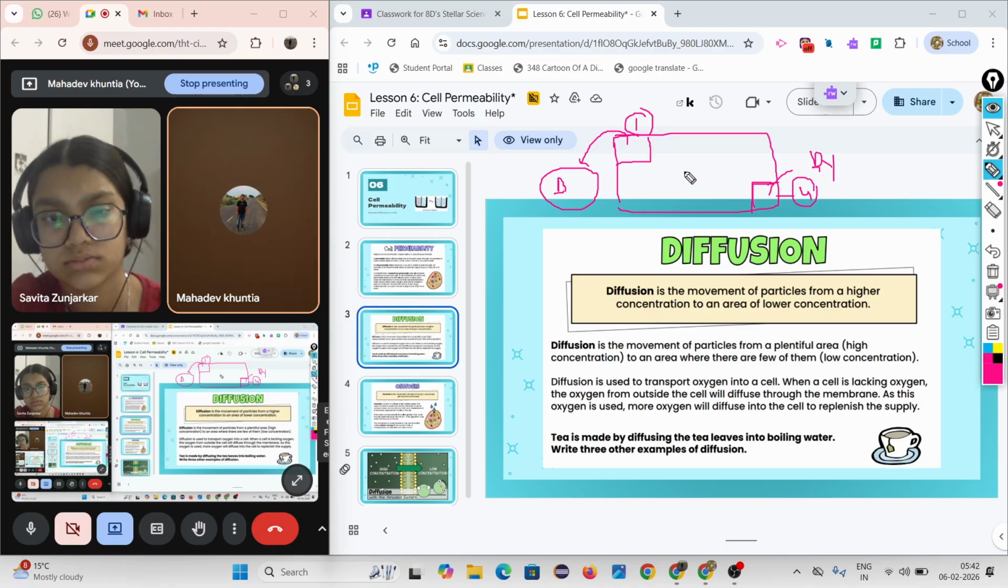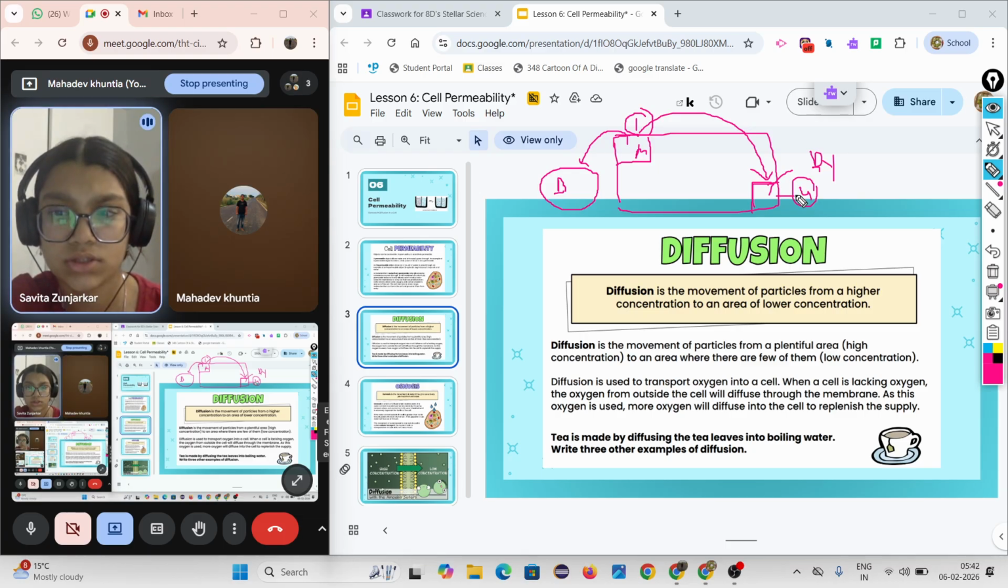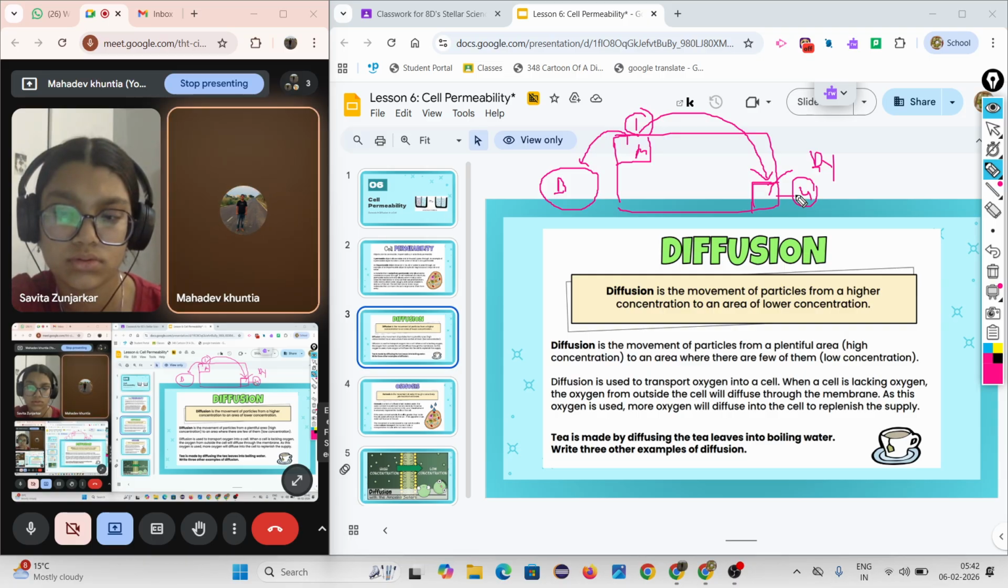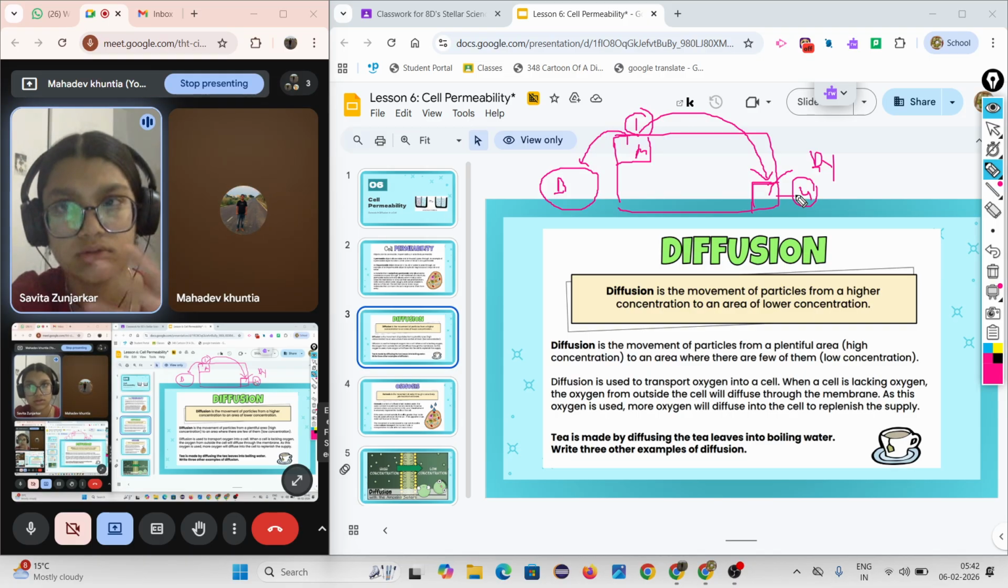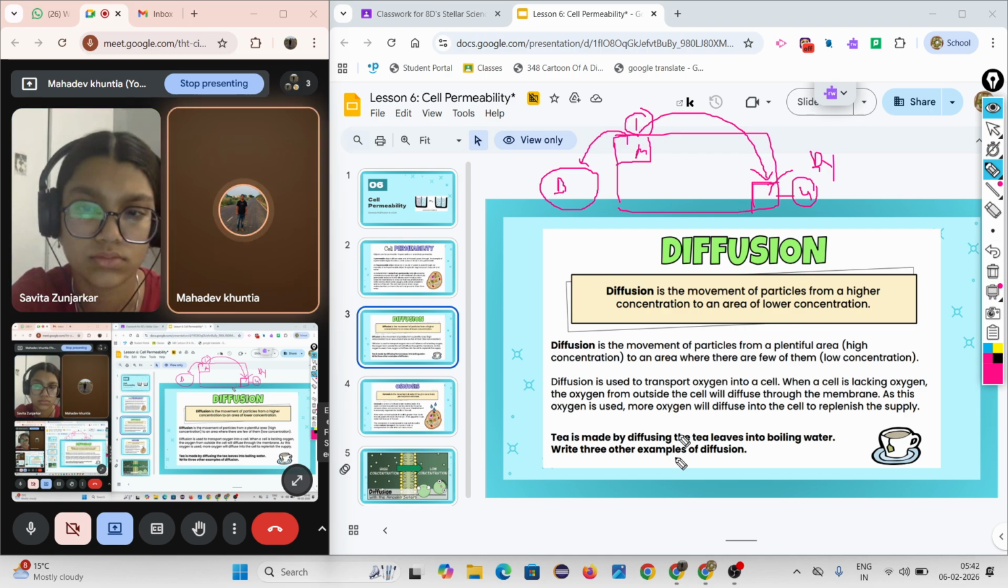How does this smell come from corner number one to corner number four? Because it is a strong smell. What strong smell? Like you can smell it from far away. This is my first question. Now look, my second question.